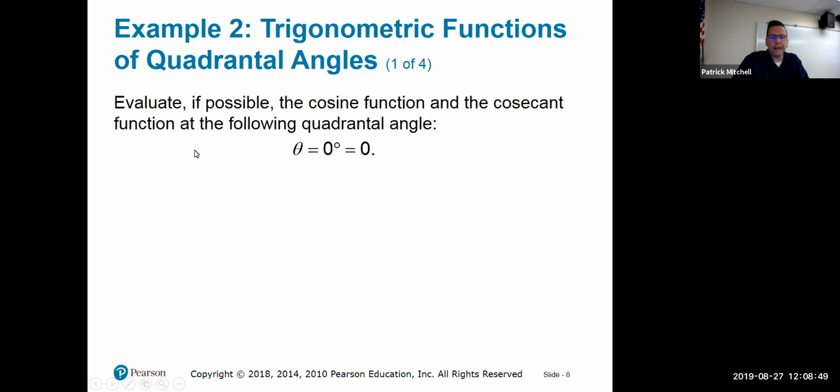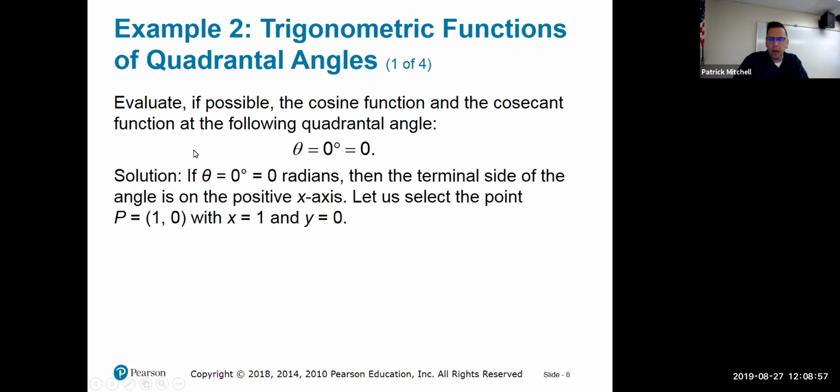Okay? So the way that works is you sketch that angle in standard position, and for 0 degrees, that's very, very easy. And then you identify a point that lies along the terminal side of that angle. If you picture a 0 degree angle in standard position, that would just be the positive x-axis. So pick any point on the positive x-axis. They went with (1, 0). And so that point has, of course, an x-coordinate of 1 and a y-coordinate of 0.